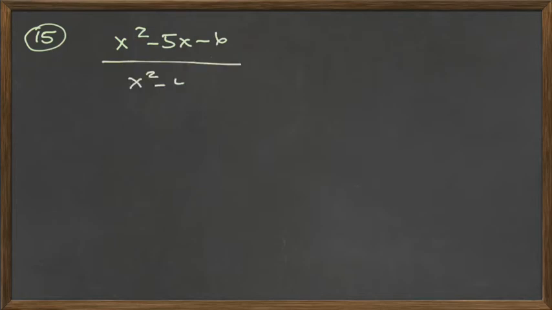Number 15. 15 is asking, find all numbers for which the expression x squared minus 5x minus 6 over x squared minus 4 is not defined. So in other words, that means you have to find the restricted values. How do we find the restricted values? You factor x squared minus 4. You take the denominator and set it equal to 0.